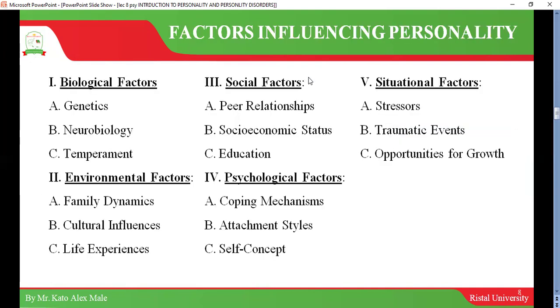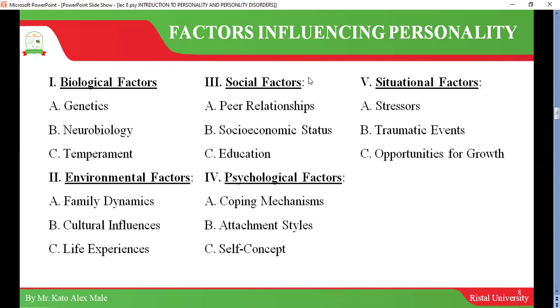Then factors influencing personality. We have the biological factors, which include genetics, that is, the familial characters, the inherited characters, inherited personalities. We have these cases whereby individuals from such and such a clan are always behaving like this. Individuals from such and such a tribe are always behaving like this. That is genetics influencing their personality.